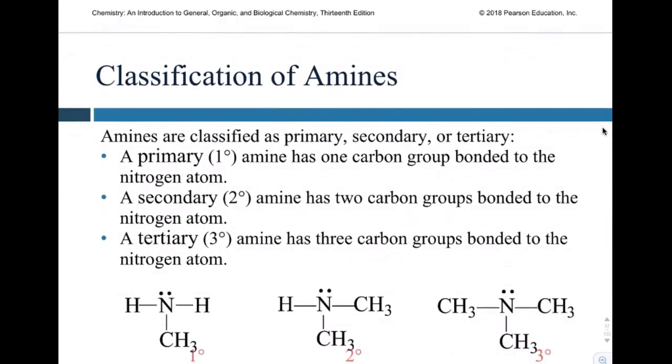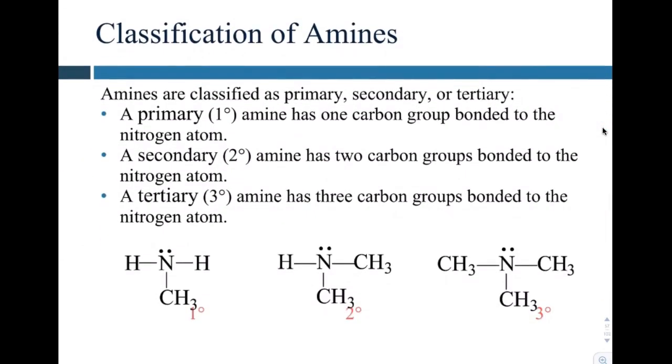And so amines are primary, secondary, or tertiary. Looking at this primary amine, you have one carbon attached to the nitrogen, primary. For secondary, you have 2 carbons attached to the nitrogen, secondary. And for tertiary, you got 3 carbons attached to the nitrogen, tertiary. To me, amines are easier than alcohols because it is directly attached to the N, versus the alcohol, where the carbon attached to the O is the one you look at. But it's the same idea.